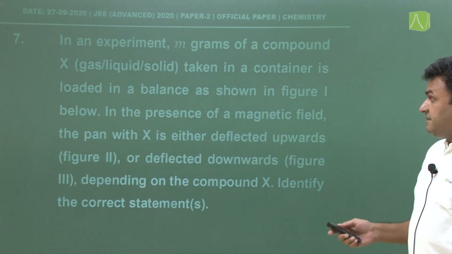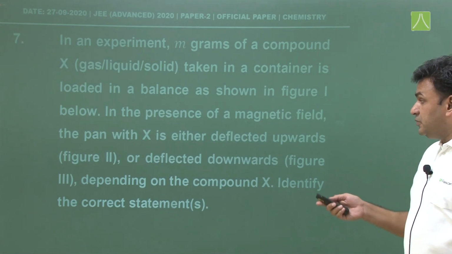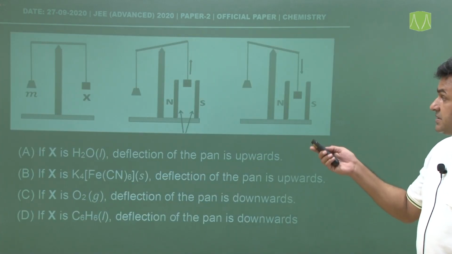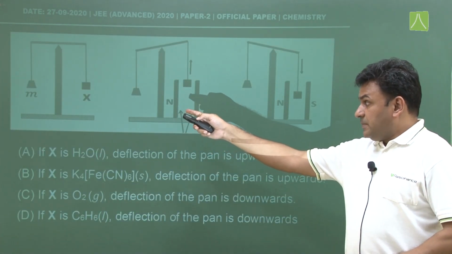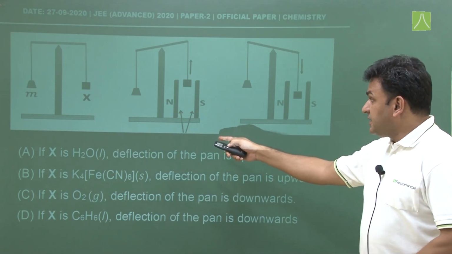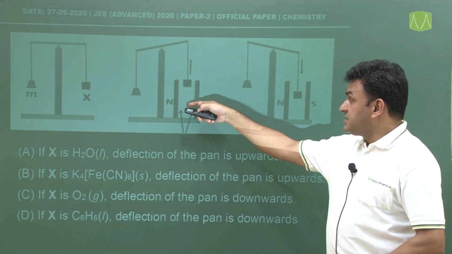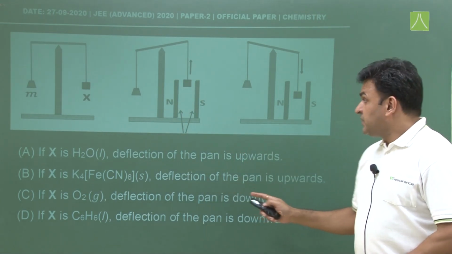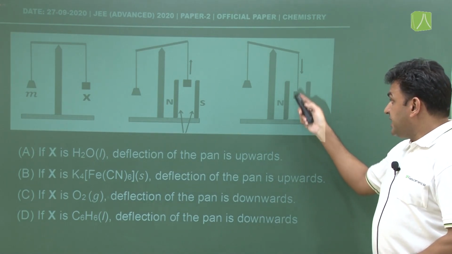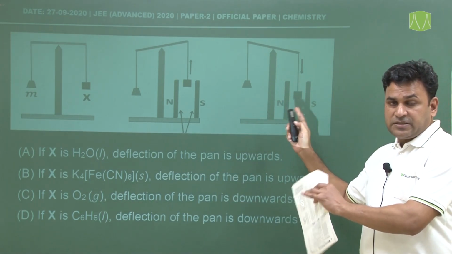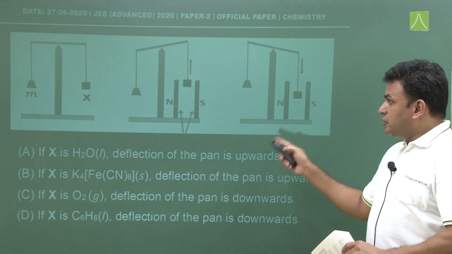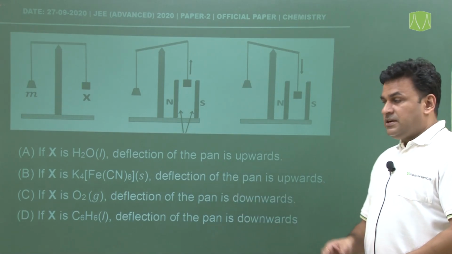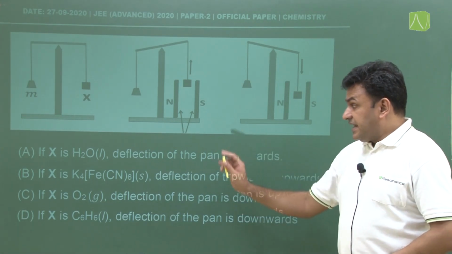In presence of a magnetic field, the pen is either deflected upwards or is deflected downwards depending on the compound X. So this type of balance is there. The compound X is of m gram, but if a magnetic field is applied, the compound X is getting repelled. So we all know this compound X is going to be diamagnetic in nature. And when the compound is getting attracted in a magnetic field, that means compound X must be paramagnetic in nature. So out of these given compounds, we have to identify which compound is paramagnetic in nature and which is diamagnetic in nature.